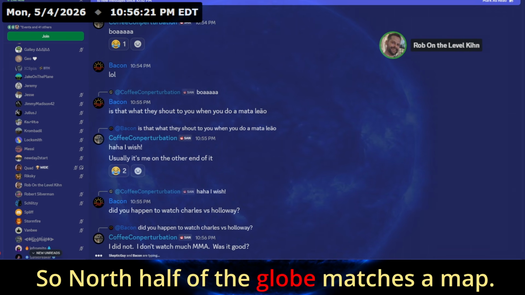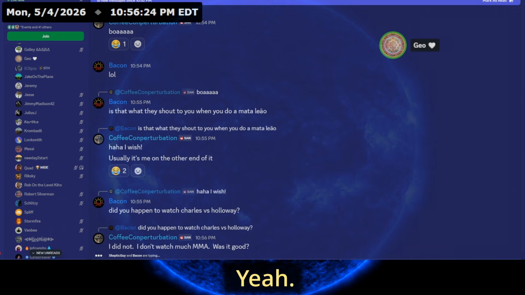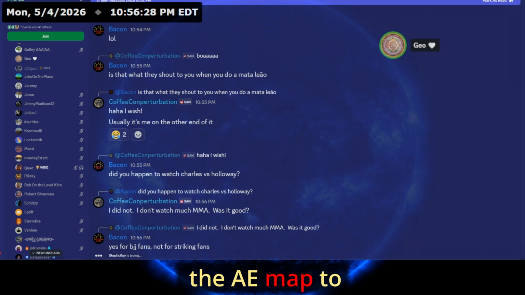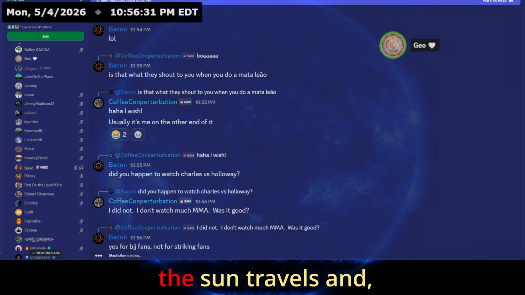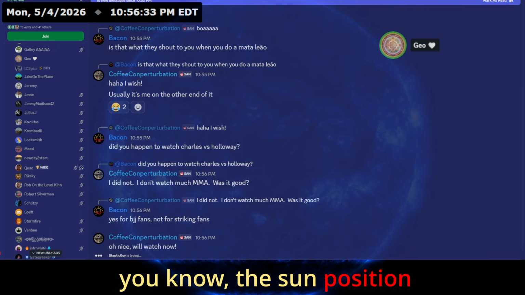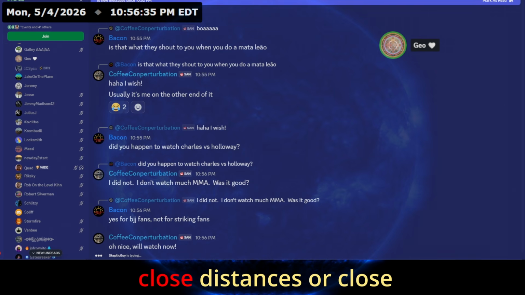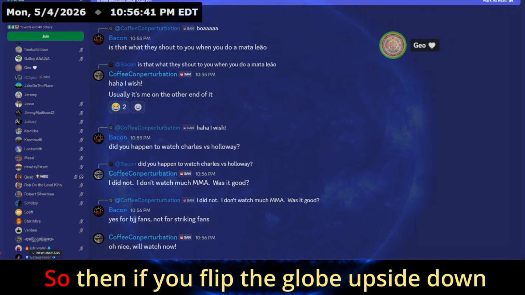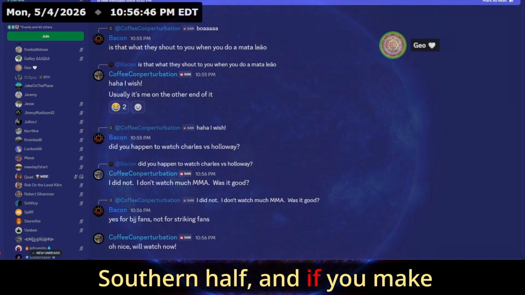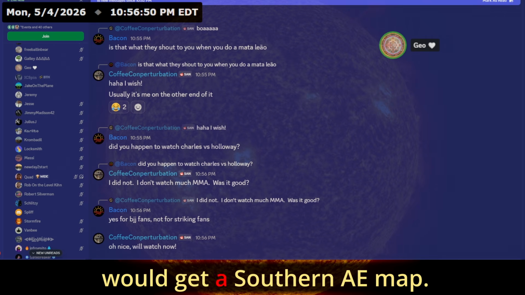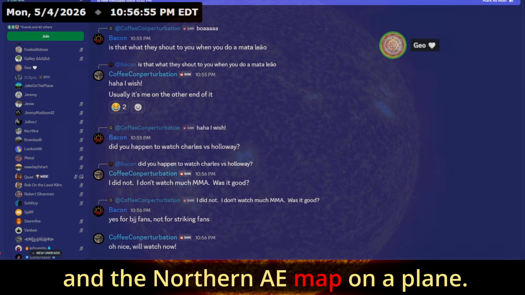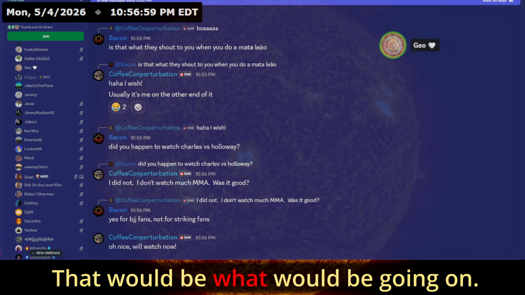So the north half of the globe matches the map. If the northern part of a spherical globe Earth matches the AE map to a degree, and there are factors like the way the sun travels and the sun position, and maybe close distances, even though I'm not saying it's exact. Then if you flip the globe upside down and go to the southern half and make an AE map from that, you would get a southern AE map. Then you put both the southern and northern AE maps on a plane, and that would be what is going on.